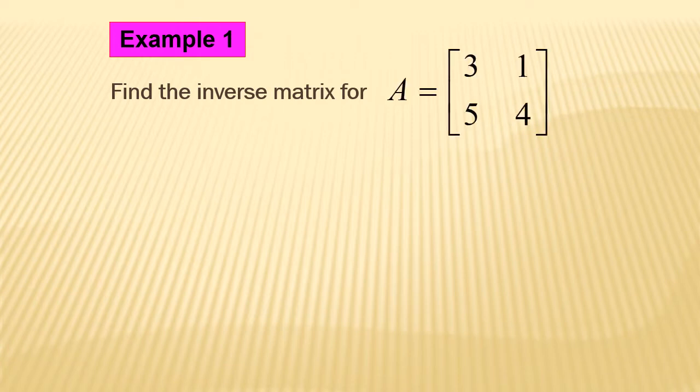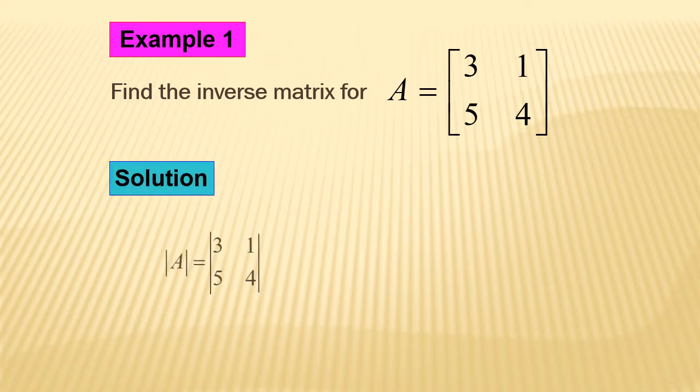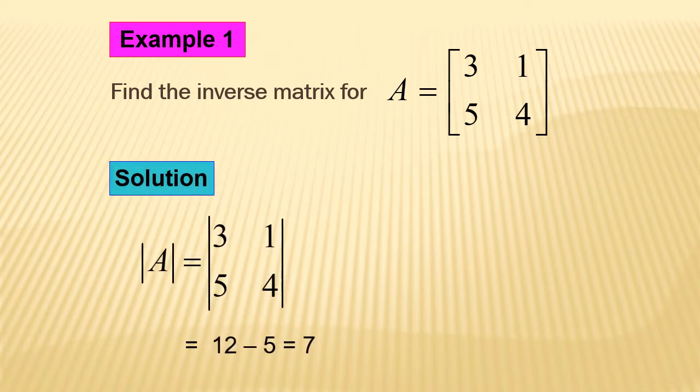Find the inverse of matrix A equal to [3, 1; 5, 4]. What we can do is just apply the formula. We have to find the determinant. The formula is ad minus bc. So 3 multiplied by 4 is equal to 12, and 5 multiplied by 1 is equal to 5. So 12 minus 5 is equal to 7.